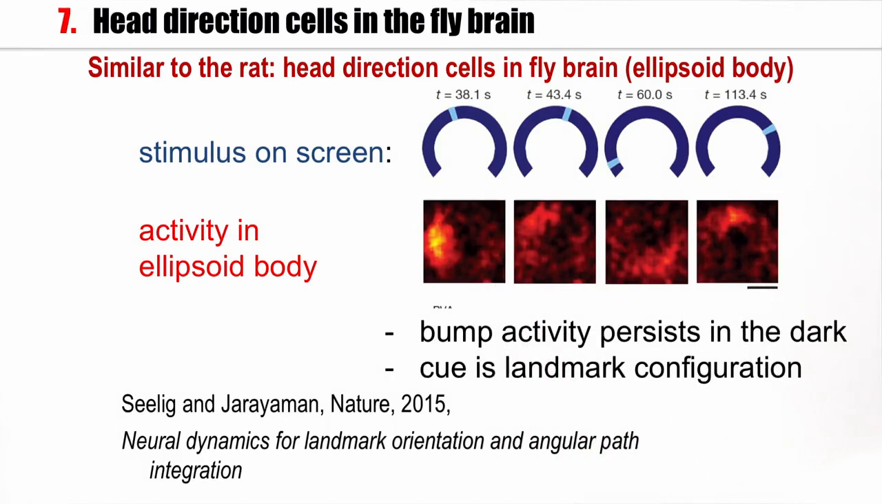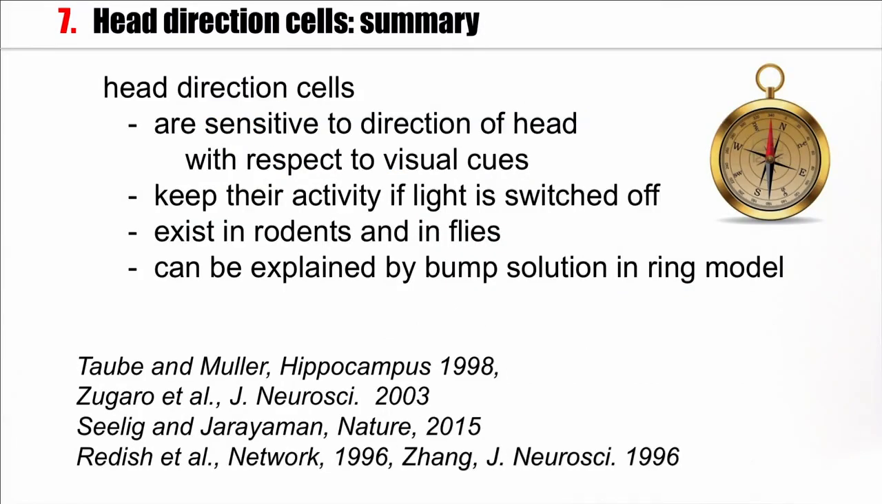Now, the stimulus is on the screen, but this bump activity persists in the dark, and this suggests that it's really a spontaneous formation of such a bump of activity, such as we have seen in our field model in the bump regime. So, head direction cells are sensitive to the direction of the head with respect to visual cues, but importantly, they keep their activity if the light is switched off. They exist in rodents and in flies, maybe also in humans, I don't know. And these properties can all be explained by the bump solution in the field model put on a ring.